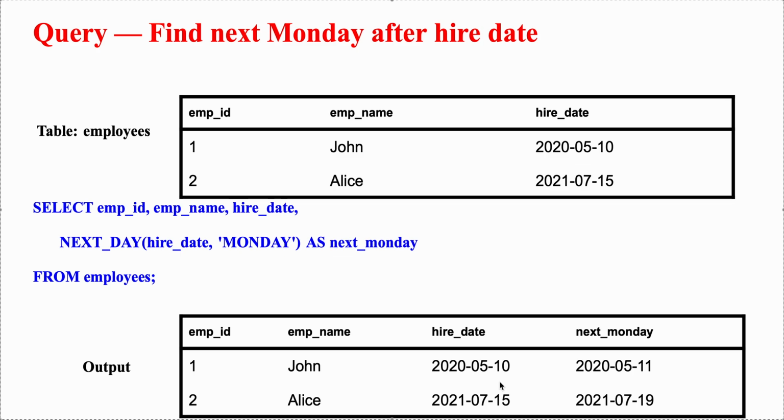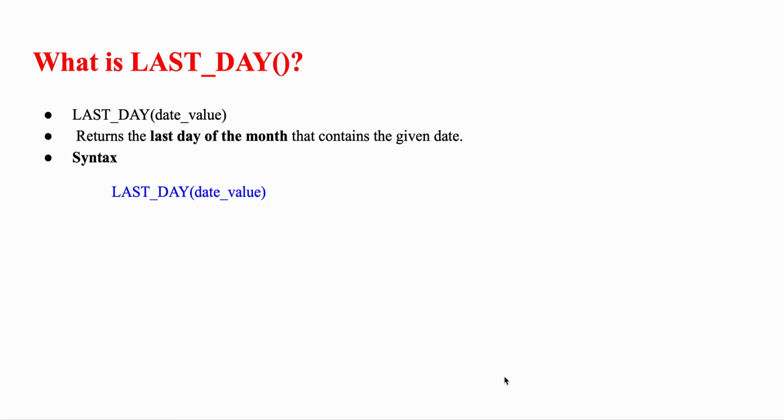Looking at the output for John, his hire date was May 10, 2020 and the next Monday was May 11, 2020. So you can see next day makes it really easy to figure out scheduling dates based on weekdays. Now let's look at last day. This one is super straightforward and really useful.